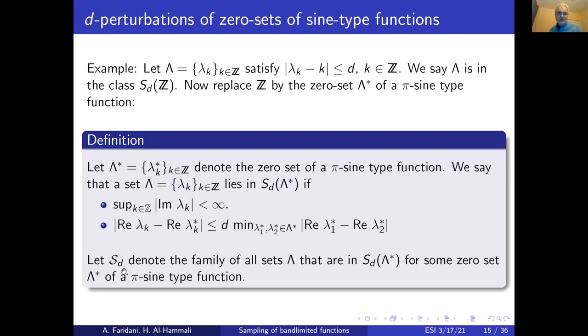Finally, we denote by S sub d the family of all sets lambda that are d perturbations of some zero set lambda star of a pi sine type function.